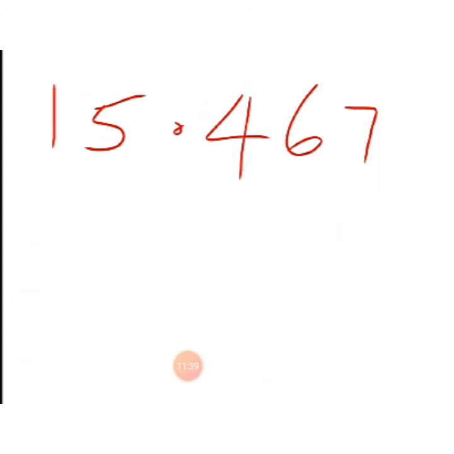Now let's do approximation in decimal numbers. If you're asked, approximate 15.467 to the nearest whole number. Number 1 means the numbers before the decimal point, and the whole number there is 15. Now 4 is the immediate number after the decimal point, and it's not up to half, so it cannot affect the whole number, so the whole number will remain 15. That is number 1 answer, approximating to the nearest whole number.